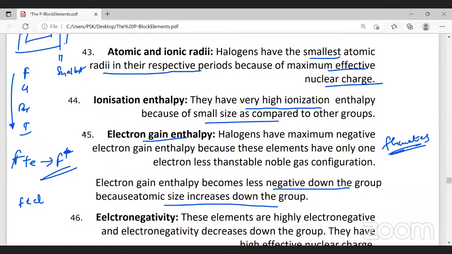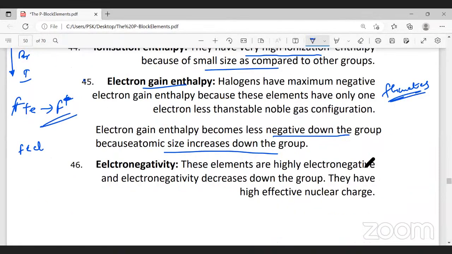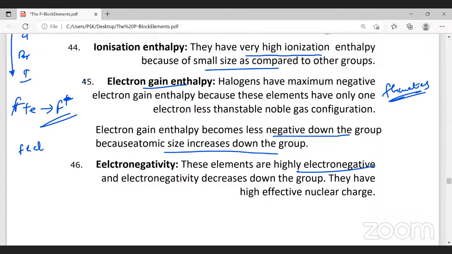Electronegativity: these elements are highly electronegative. And electronegativity decreases down the group. As we go down the group, effective nuclear charge also decreases. Therefore, electronegativity also decreases.